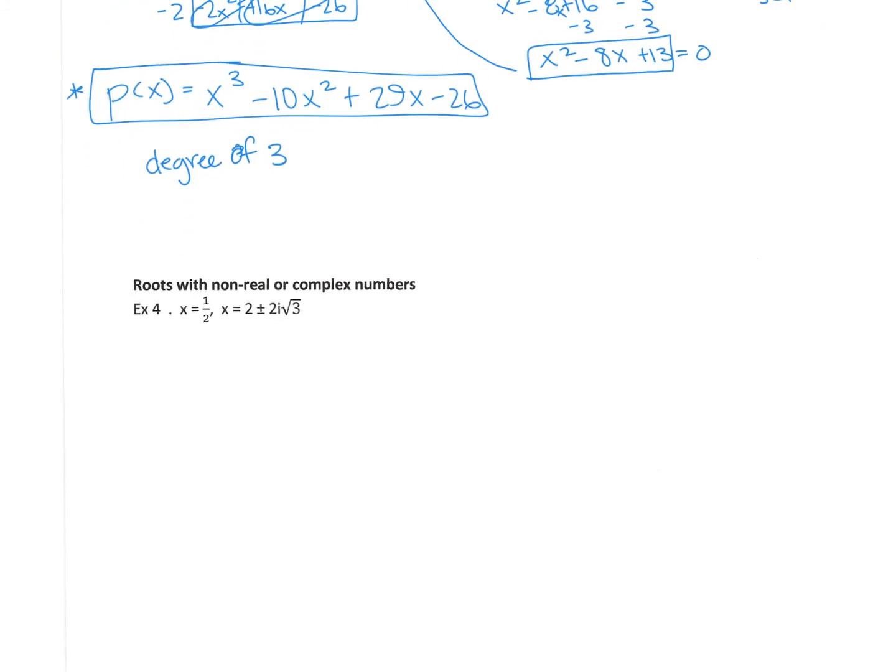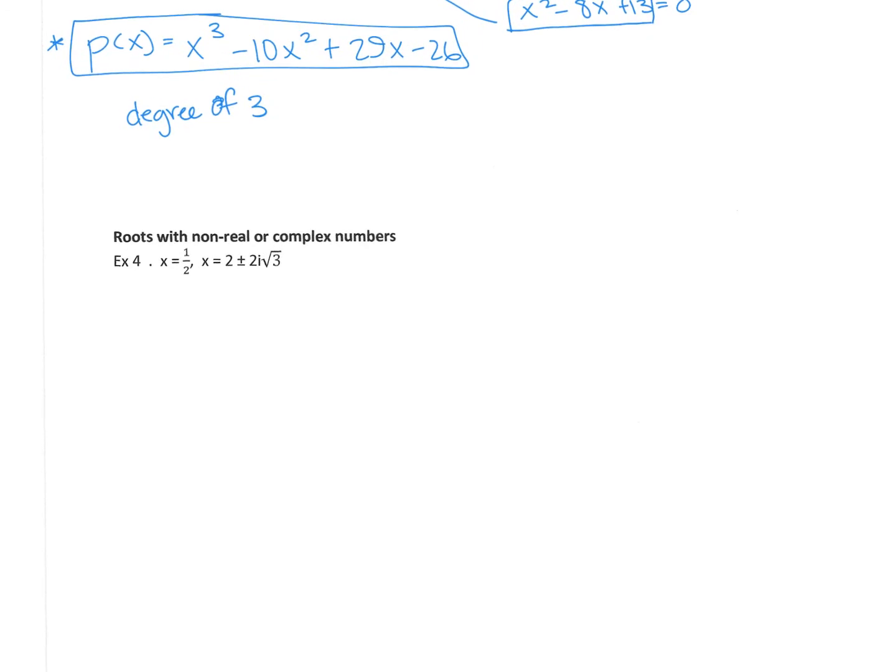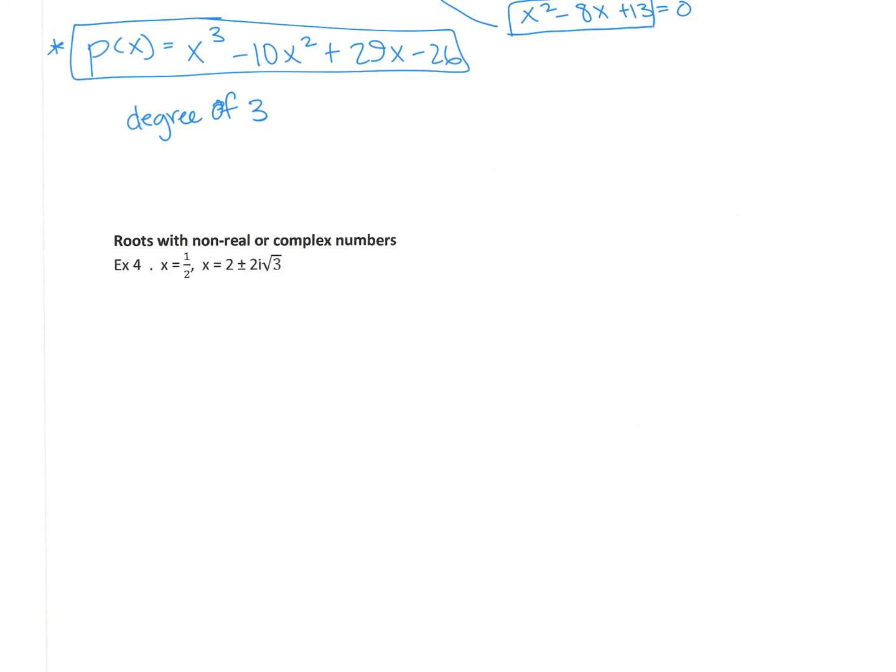The next problem has a fraction and an i. So getting started, I'm going to start with my f of x, or p of x, or g of x, or really anything you want to write there. I'll use f of x this time. This is x minus 1/2. I'm not going to leave it that way, but I am going to start that way.